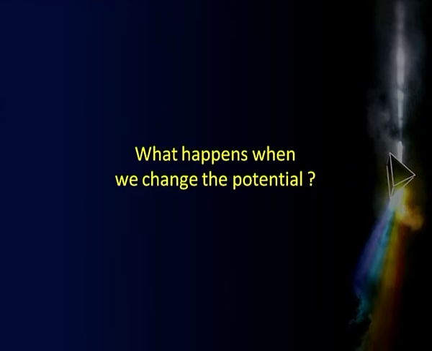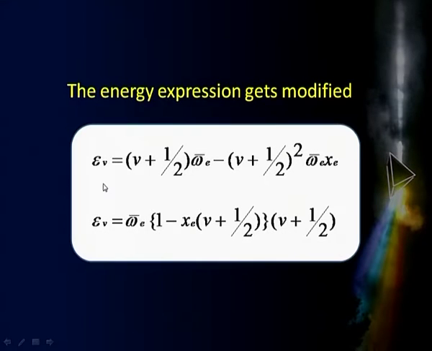What happens if I change the potential? Basically, instead of considering a harmonic oscillator, I am now talking about an anharmonic oscillator, and treating the problem in terms of quantum mechanics, we find that the energy expression gets modified. So, what we have now is E v equal to (v plus half) omega e minus (v plus half) square omega e x e. This omega e is the equilibrium oscillation frequency and x e happens to be the anharmonicity constant. That is a correction term which comes in over there. If I simplify it, I get omega e and then 1 minus x e and so on and so forth.